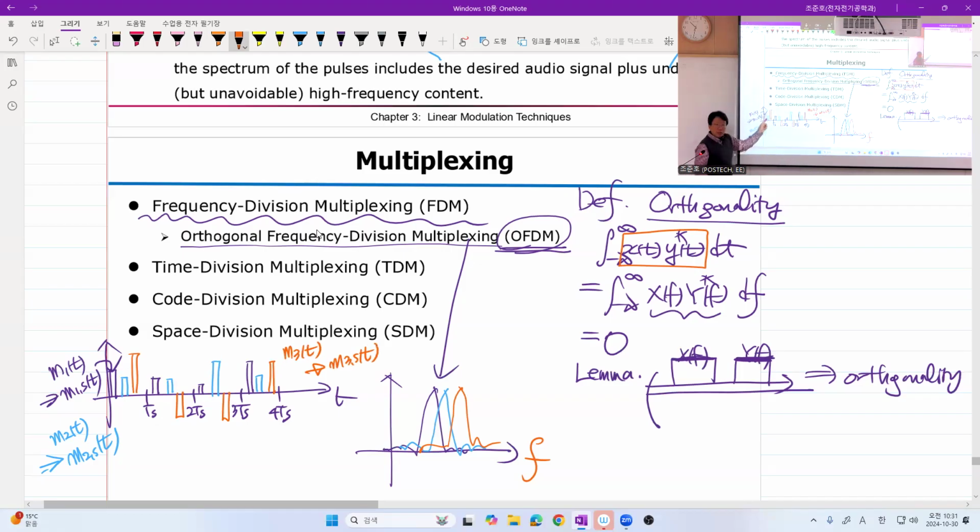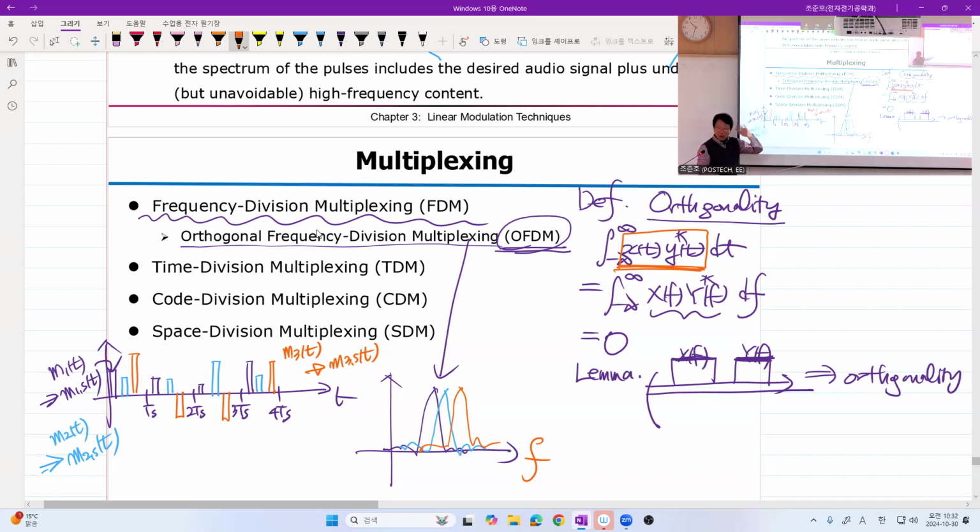And as you see in this example, the pulses within each substream or sub pulse amplitude modulated signal do not overlap. Also, signals from different messages, different PAM signals, do not overlap. Then what happens? Any two of the pulses, when multiplied, give 0. So you have orthogonality. Some people define time division multiplexing only this way.